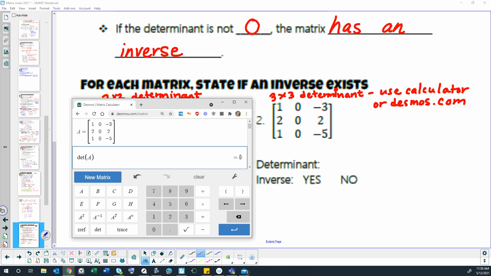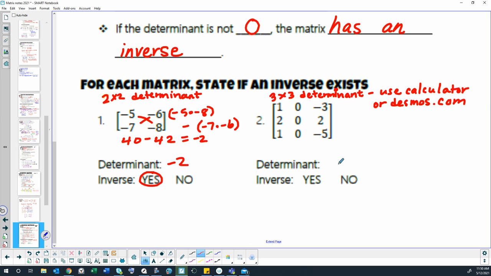and then it gives me the answer for the determinant over here. You see that 0 right there equals 0. So I used Desmos to find that answer, and I discovered that the determinant is 0 from using Desmos. So does this problem have an inverse? No, it does not have an inverse because the determinant is 0.